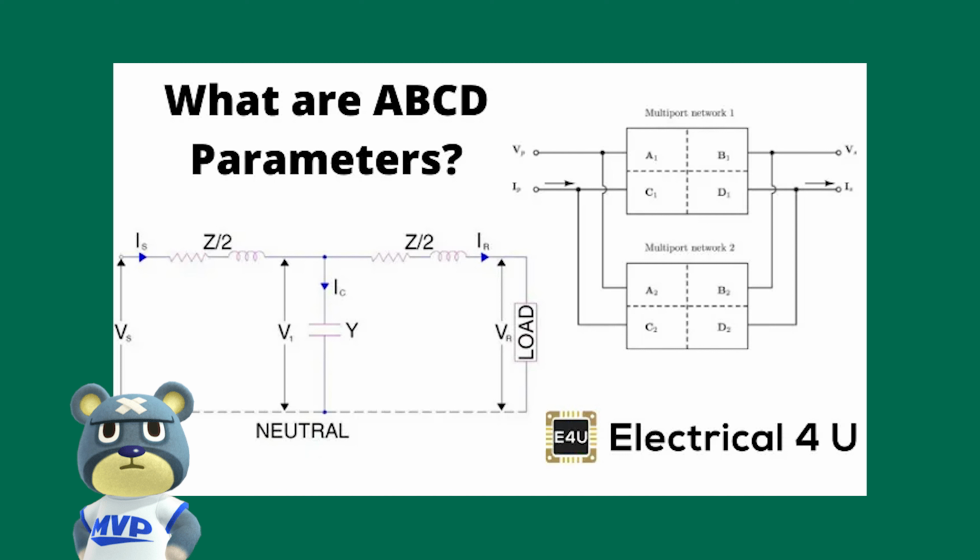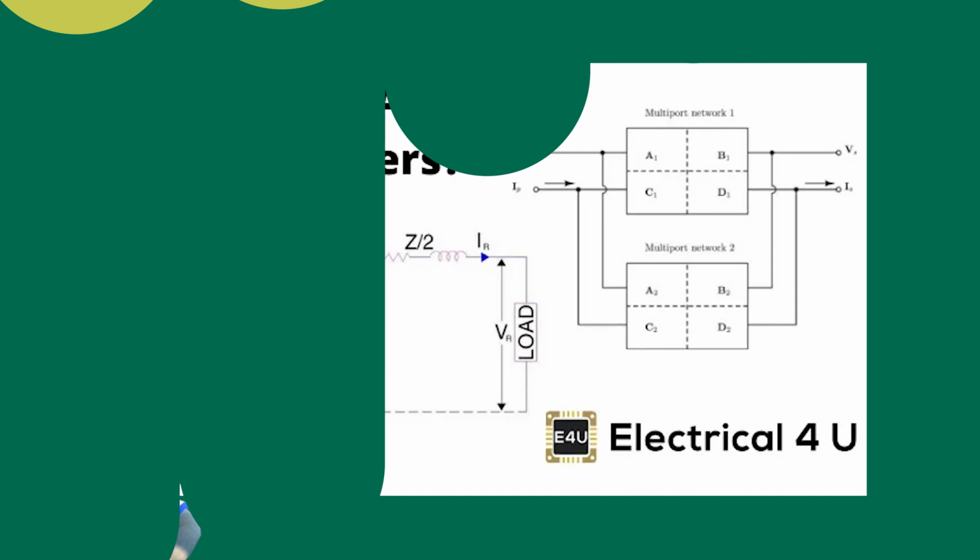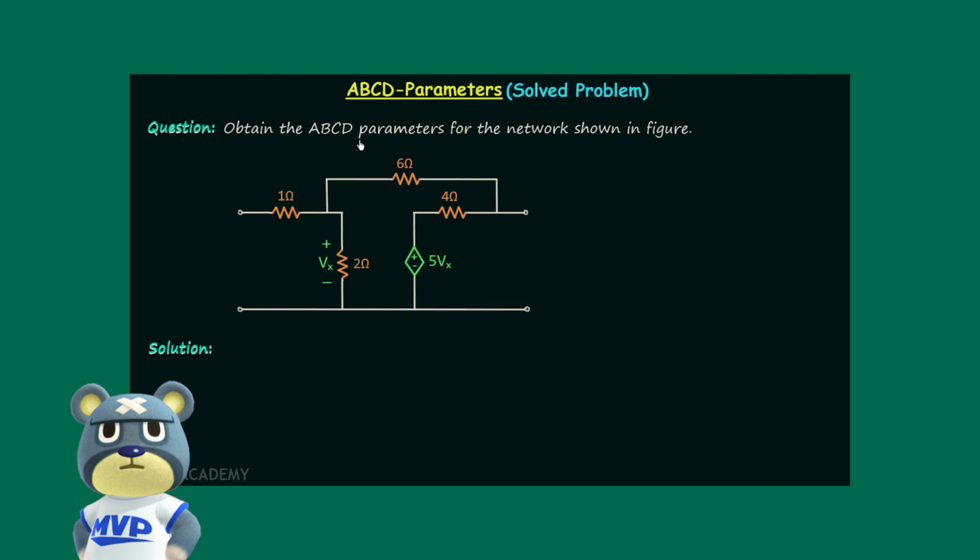To maintain accuracy, the mathematically modeled transmission line is classified into three types: short transmission line, medium transmission line, and long transmission line. So this is the example of the ABCD parameter that's referenced by NASO Academy. This will show you how to solve the ABCD parameter.